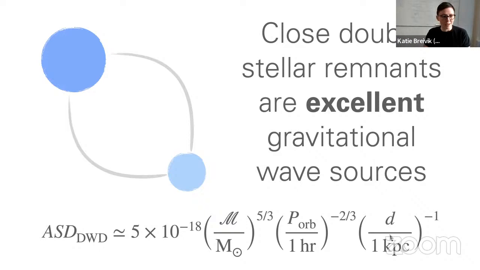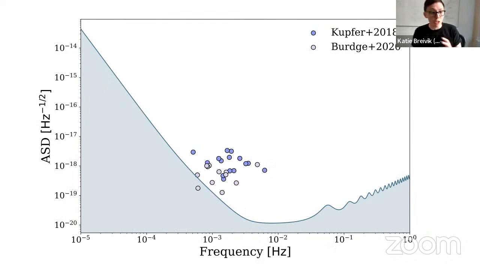One of the fun things about close double remnants in the galaxy is we can actually see them with telescopes too. And so we actually know of something like a couple of dozen close double white dwarf binaries that exist in the Milky Way at short periods. And we have their distances because of missions like Gaia that can give us the distance to the double white dwarfs. So we already know that there are sources out in the galaxy today that once LISA flies are radiating in the band.